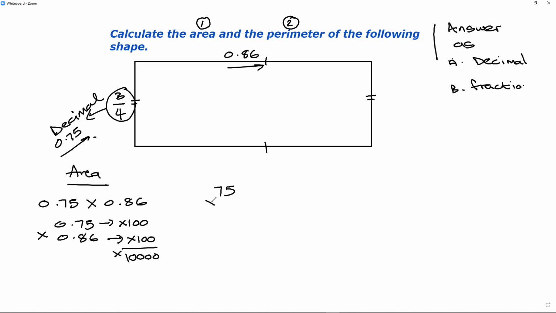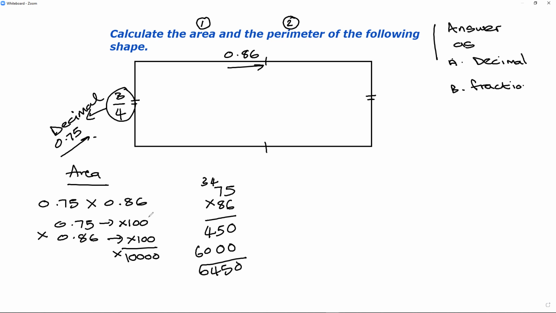I go 75 multiplied by 86. I now work this out. 5 times 6 gets me 30. 6 times 7 is 42 plus 3 is 45. Then I put a 0. 8 times 5 is 40. So I put a 0, carry a 4. 8 times 7 is 56 plus 4 is 60. This comes to 6450, right? 75 multiplied by 86 is going to be 6450.